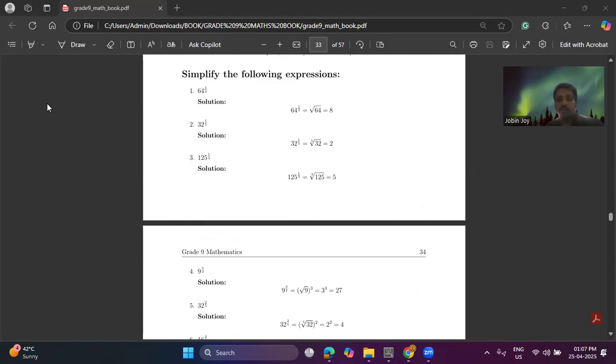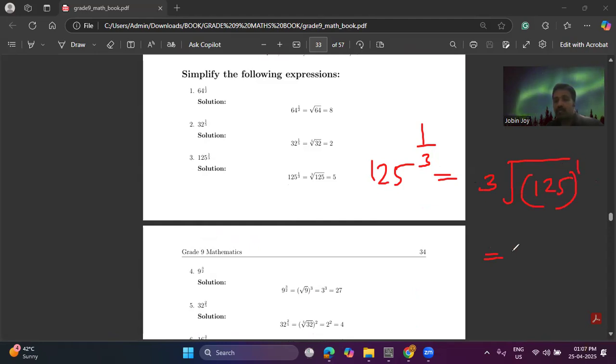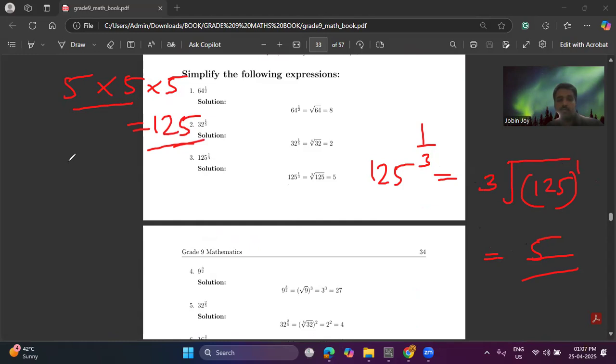Then next is 125 raised to 1 by 3. This will be equal to the cube root of 125, the whole raised to 1. What is the cube root of 125? The cube root of 125 is 5. That means when you multiply 5 into 5 into 5, the solution is 125. 5 into 5 is 25, 25 into 5 is 125.